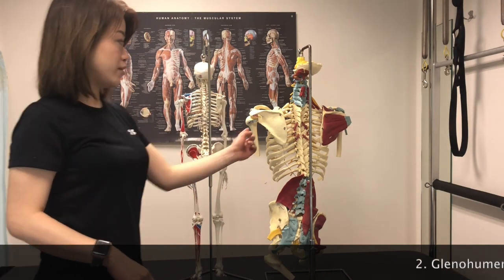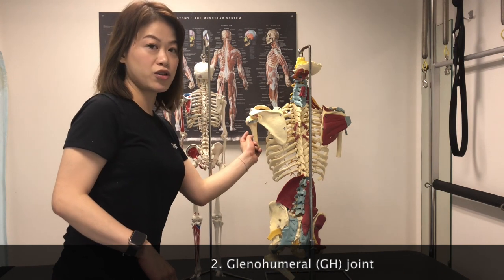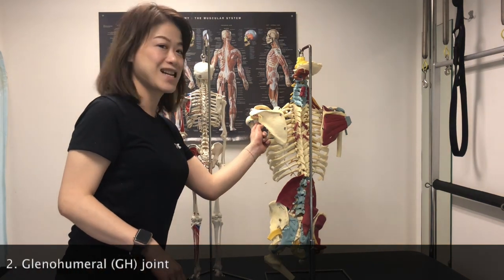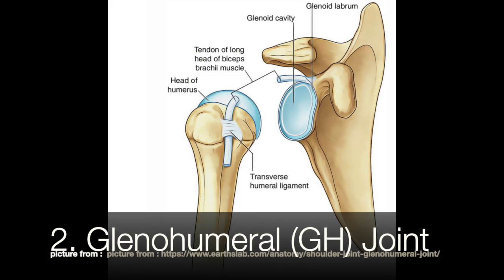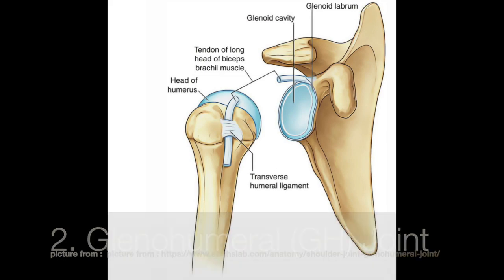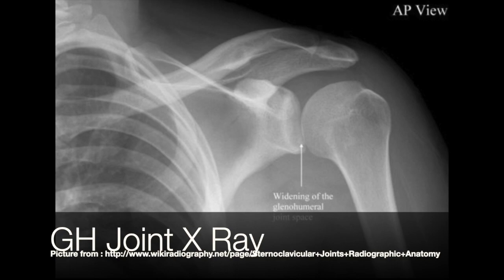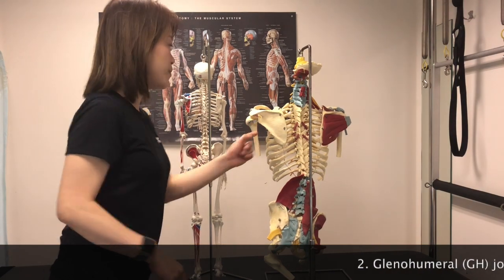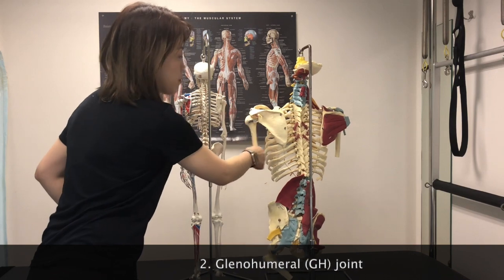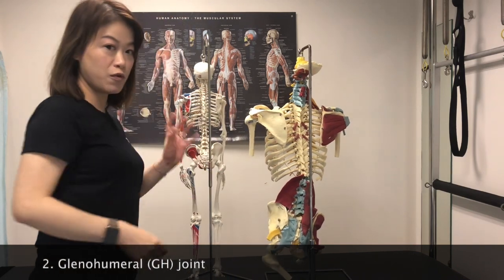And then the second joint, obviously, the ball and socket joint. This is called a glenohumeral joint, GH joint in short. So it's a ball and socket joint. It makes most of the shoulder movement.